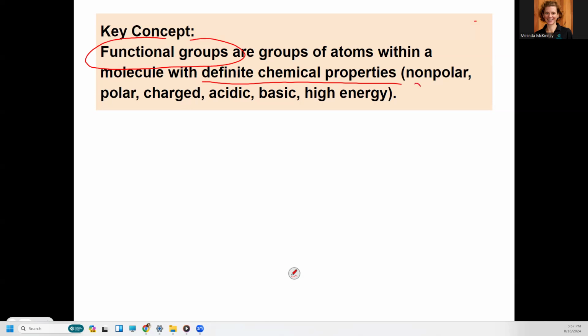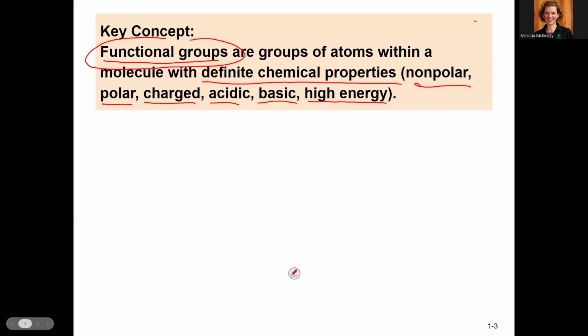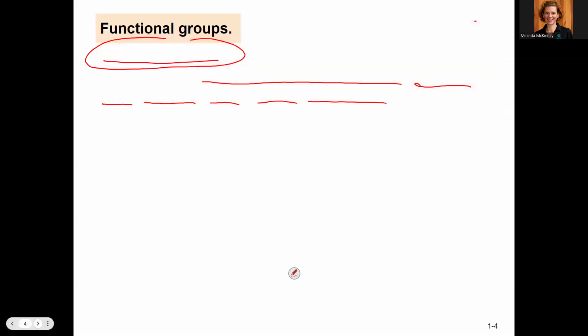So they may be nonpolar, have a completely equal distribution of charge. They might be polar, where there's a slight unevenness to the charge. They might have a full charge, extra electron, missing an electron. They might be acidic, where they donate hydrogen ions, or basic, where they gain hydrogen ions, or happen to be just very high energy. So if we can learn these 7 functional groups, then whenever we see them in a molecule, even without knowing anything else about that molecule, we'll know those specific characteristics are part of it. So I'm going to go through 7.